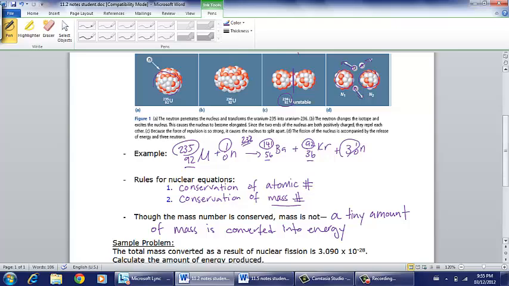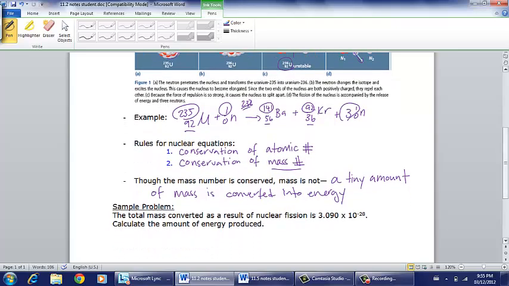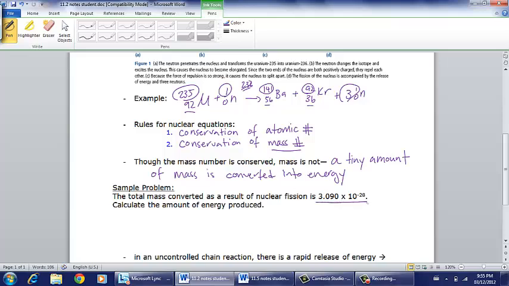Looking at a sample problem with some numbers for this, if we wanted to figure out the amount of energy produced when 3.090 times 10 to the negative 28 grams of mass is converted, we use Einstein's equation, E equals mc squared. E is for energy, m is for mass, c is for the speed of light. So our mass was 3.090 times 10 to the negative 28. Multiply that by the speed of light, 3.0 times 10 to the 8 meters per second, squared, and you get 2.781 times 10 to the negative 11 joules.